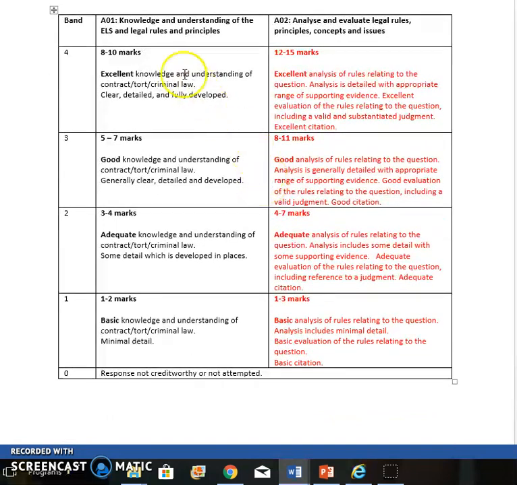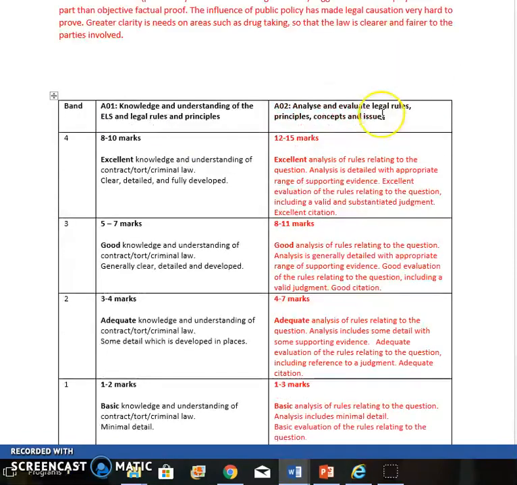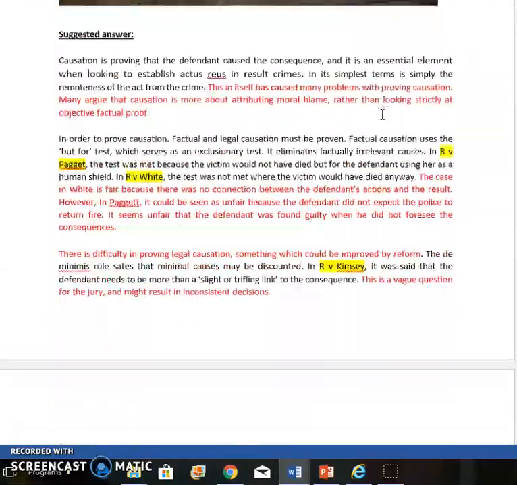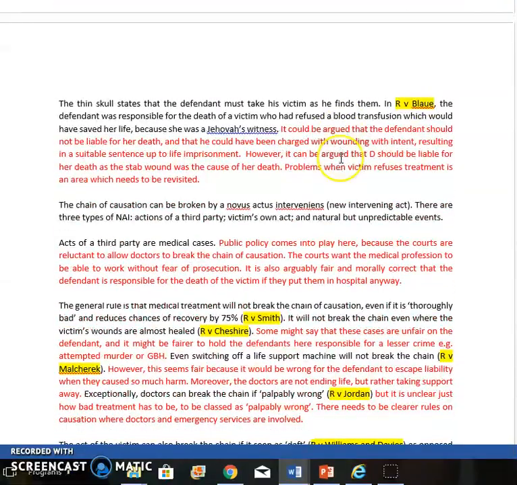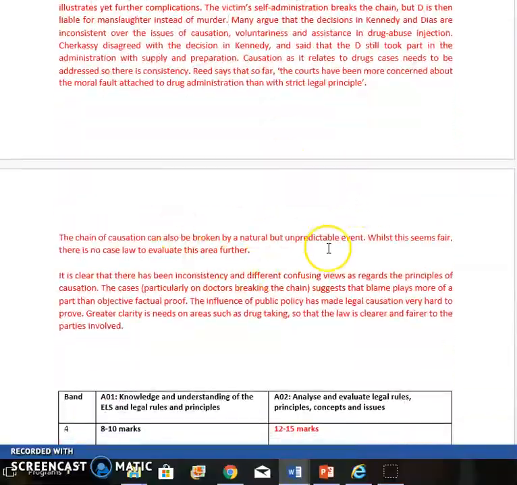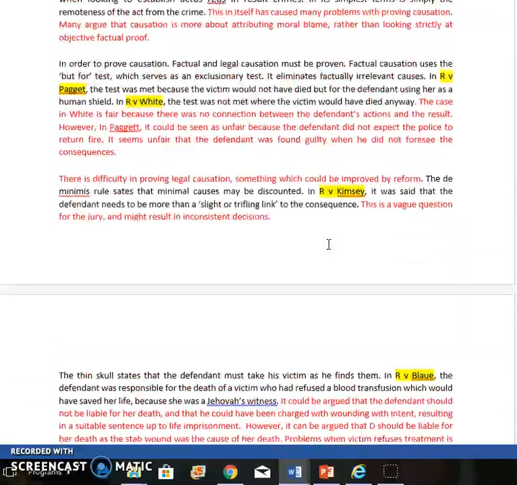Underneath my answer, I've put the mark scheme that we're used to seeing. So remember, your AO1 will be banded here, your AO2 will be banded here, and they'll add the two together to give you a mark out of 25. So you want to show excellent knowledge of your cases, but also excellent analysis and evaluation. So if we just scroll back through my essay, you can see that I have mentioned all of my key cases, I've got all of my ratios in there, and I've also got a lot of evaluation and analysis. And that's what we're aiming for in these essays.